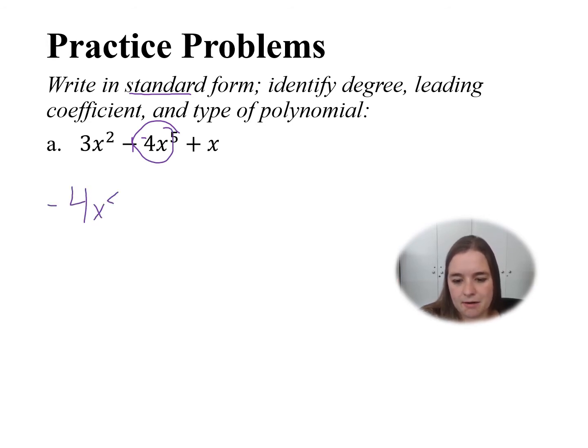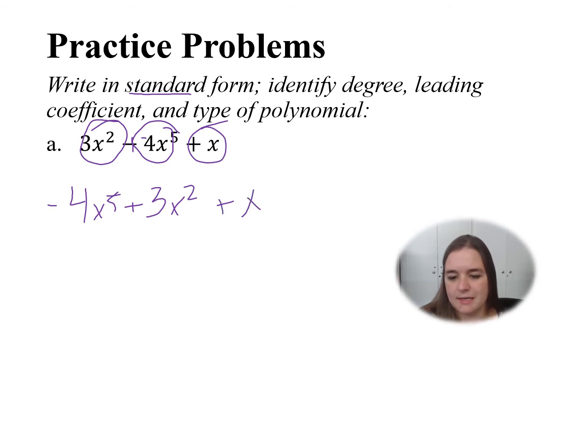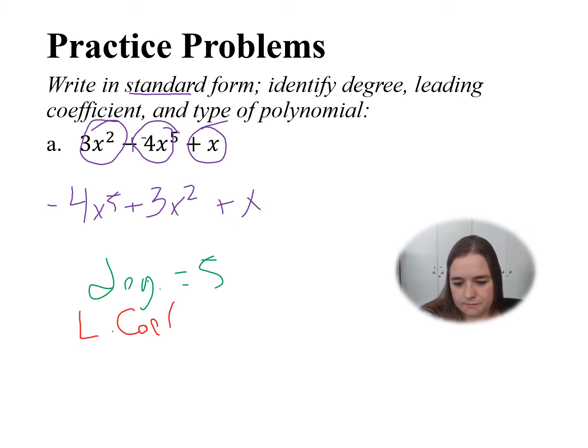So I have a negative 4x to the power of 5. And then I find my next highest power. That's a positive 3x squared. And then my last piece is plus x. The degree on my polynomial is going to be that highest power. So my degree in this case is 5. It's the 5th degree. My leading coefficient is going to be negative 4. The leading coefficient is the number attached to my highest power. The type of polynomial just asks me to count the number of terms. So in this case, I have a trinomial. I have 3 terms.